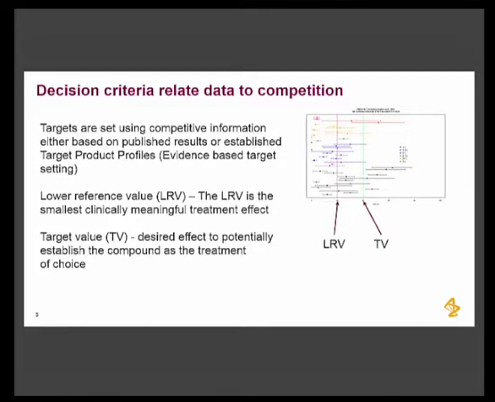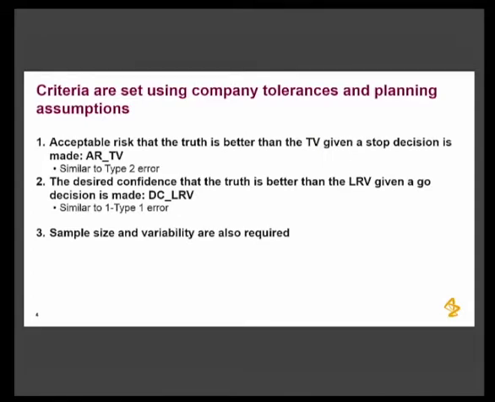So bearing those in mind, we also put in a couple of other ingredients into this method, and those first two on the slide here are basically decision risks. They're very similar to how we set up registration trials with type 1 and type 2 error, except that here we're thinking about things in terms of an acceptable risk, which is the probability that the truth is better than the target value, given that you make a stop decision.